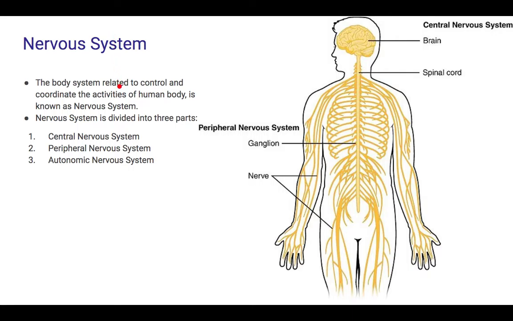So if we see our surroundings, our surrounding keeps on changing, and with the changing environment we have to adjust our body, and to adjust the body this nervous system will act. What our nervous system does is it controls and coordinates our activities along with the environment. That is why the body system related to controlling and coordinating the activities of the human body with the changing environment is known as nervous system.